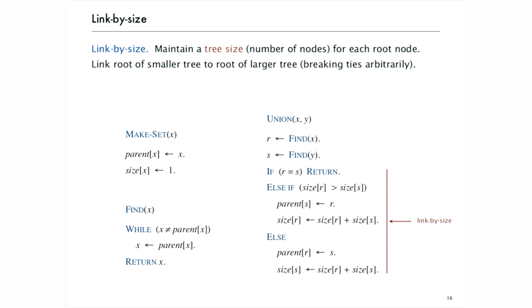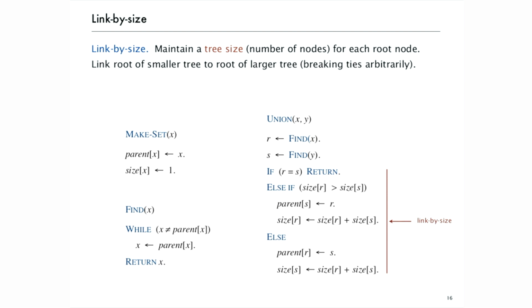Else, if size of R is larger than size of S, then what should I do? R becomes parent of S. So I have linked. And what is his size? Just sum them up: size of R plus size of S. And what is size of R stored? The total number of nodes in the tree. Else, in the other case, either S is larger or equal, I don't care. In either case, I make S the parent of R and I just update the size.